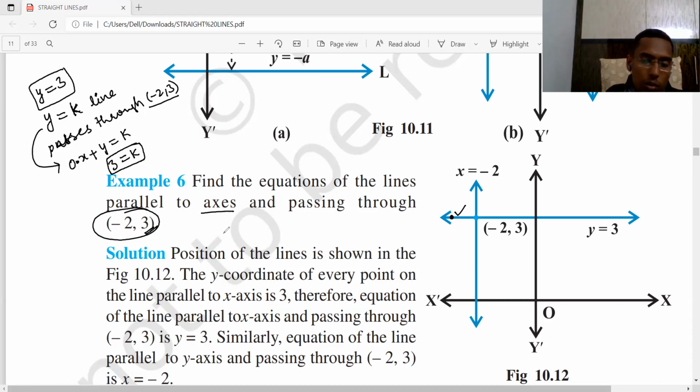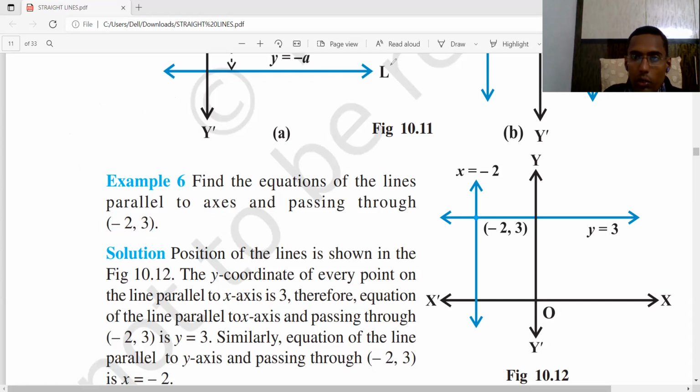Similarly, the x coordinate is equal to -2. So x equal to -2 is the equation of the line parallel to the y-axis and passing through (-2, 3). I did just one example, but you should go through all of this. In the beginning it will be difficult, but if you make a habit, you can read the whole textbook and everything will become very easy. At exam time you will not struggle a lot.